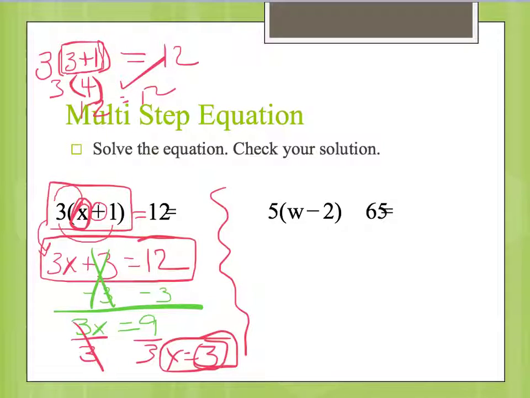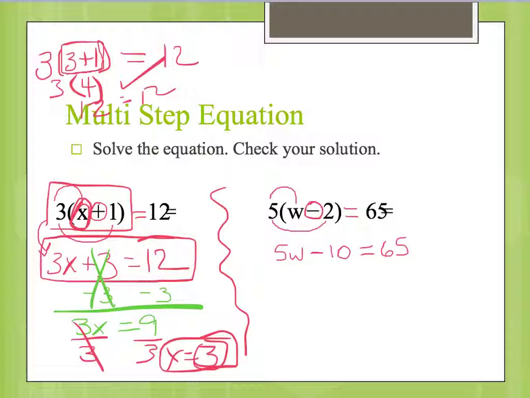In our next example, we have 5 times the difference of w and 2, difference meaning subtraction, has to equal 65. So again, I see the distributive property again. So I'm going to take 5 times w to get 5w. I'm going to take 5 times 2 and get 10. And I have a subtraction sign now in the middle, so that means I'm going to subtract the 2. And then that needs to be equal to 65.